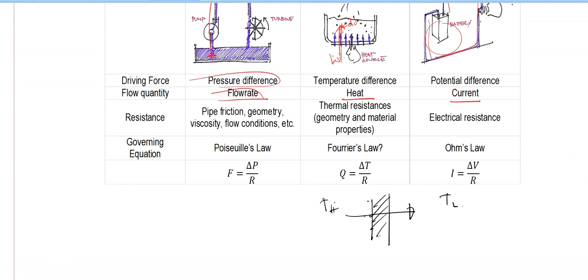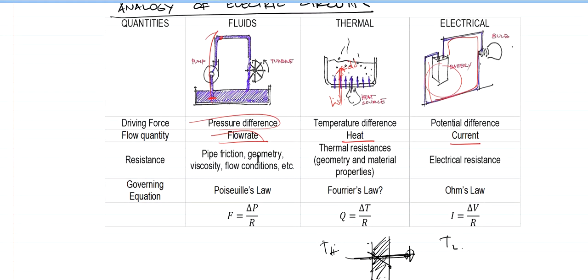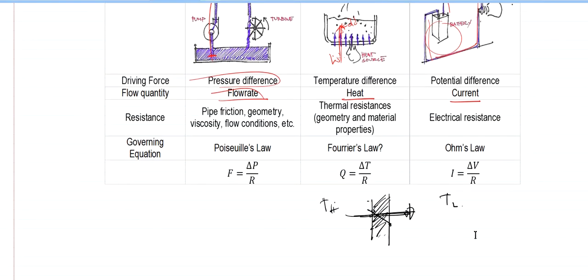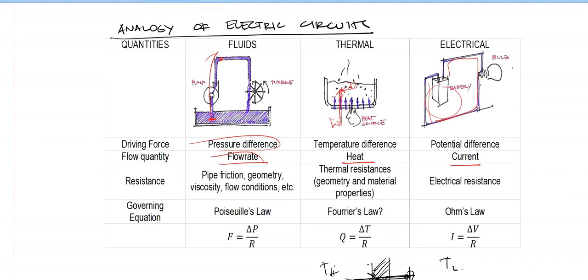As heat travels right here, there's going to be a resistance coming from the wall material. So that's, let's say, conductivity. Okay, and what else? For fluid systems, we have resistance from the wall of the pipes, so pipe friction, and also the viscosity of the fluid itself, and also the flow conditions. So there's a lot, but there is a resemblance, as you can see here. And for the governing equations, we have them right here. So those are the analogies for the electric circuits.